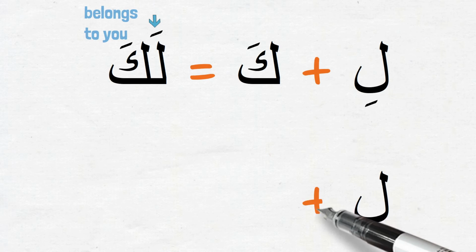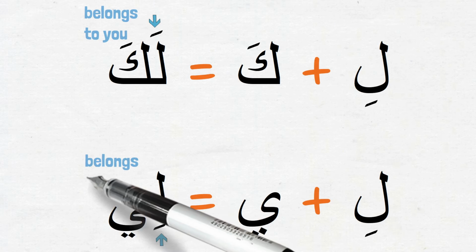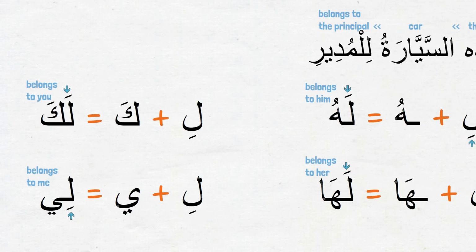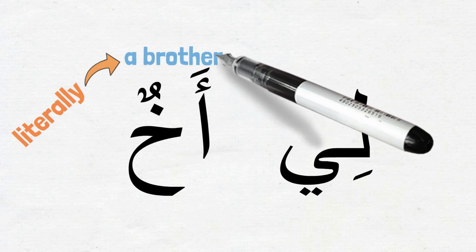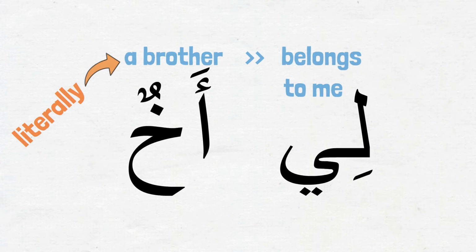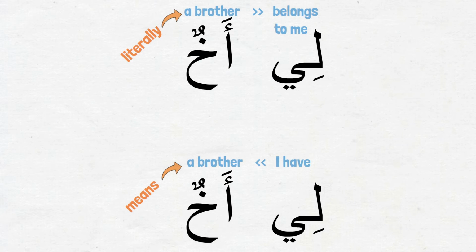But with the ضمير ya, لي retains the kasra ending. Otherwise, ya would pull it down to be kasra anyways. So, لي plus ya is لي, belongs to me. When I say لي أخ, I'm literally saying a brother belongs to me. But in this context, the jar majrur لي conveys the meaning of I have. So لي أخ is better translated into English as I have a brother.